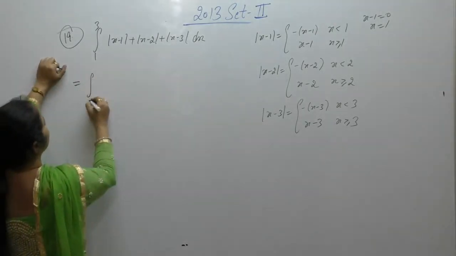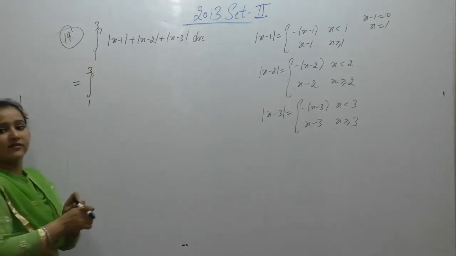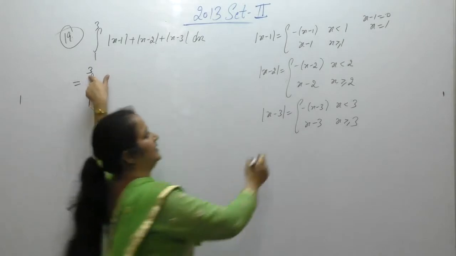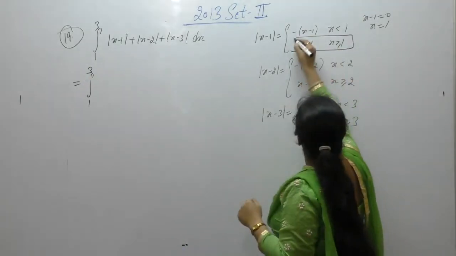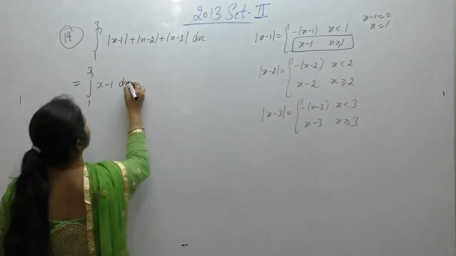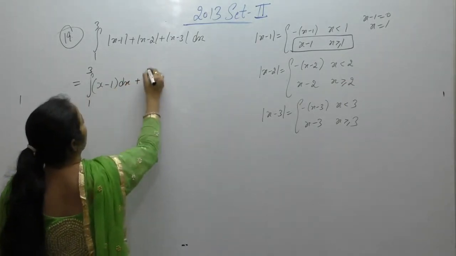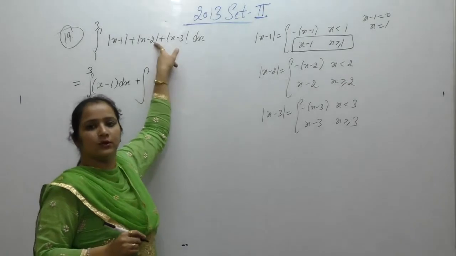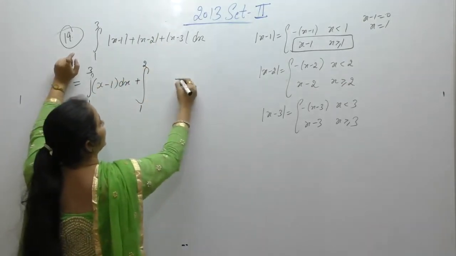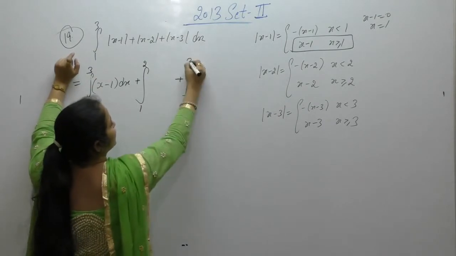First, the limit goes from 1 to 3. The term is greater than 1 and less than 3. When x is greater than or equal to 1, we have the value of modulus as x minus 1. Now x minus 2: this limit will split into two parts, 1 to 2 and then 2 to 3.